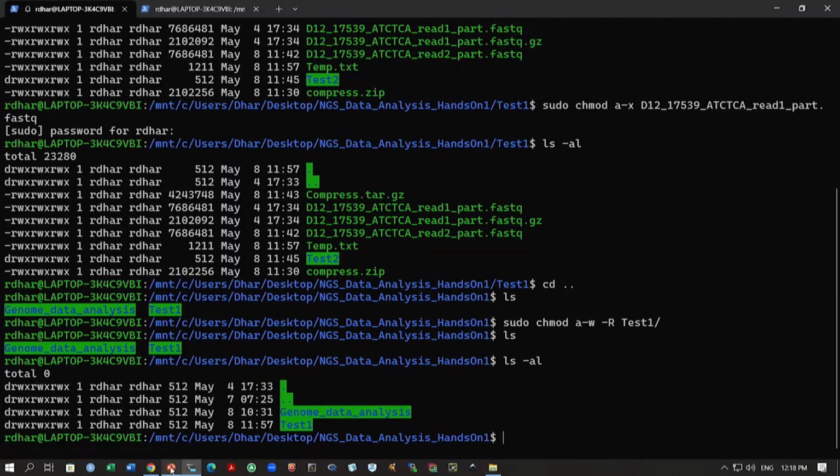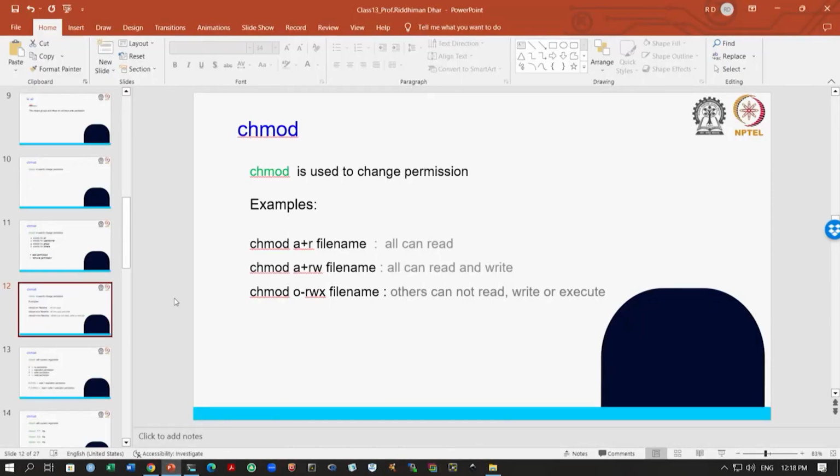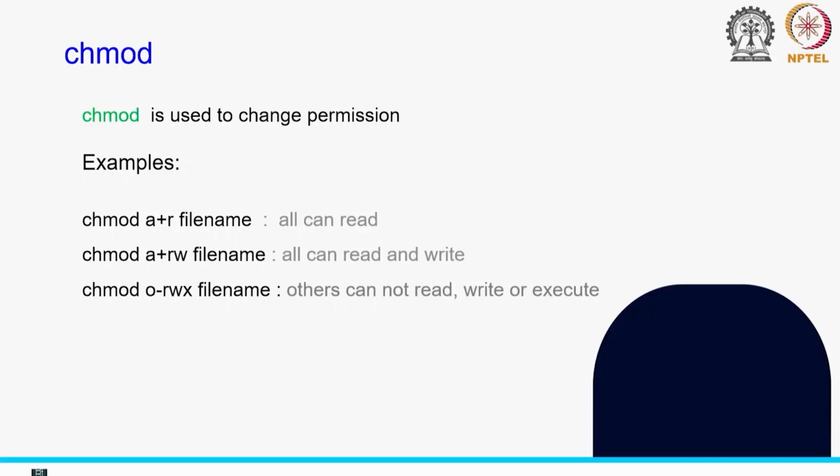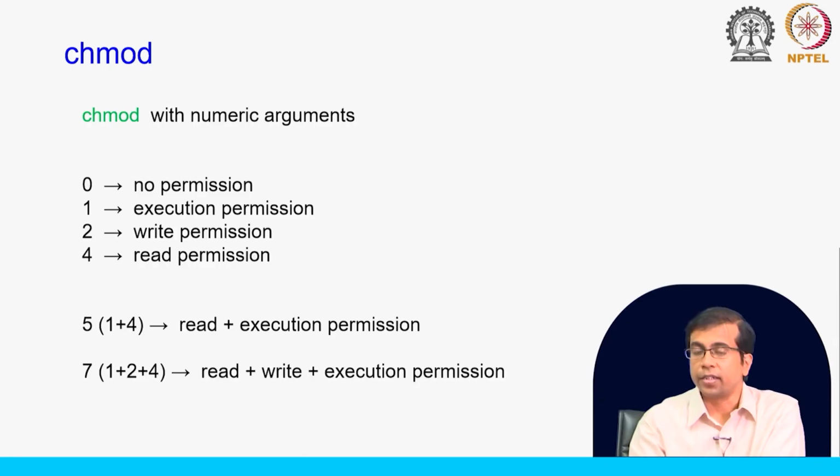Okay, so maybe we will do that later. These are the commands you can try yourself once you have this Linux system installed. You can change permission in another way with chmod using something called numeric arguments. Instead of using the plus and minus options, you can simply set permission with these numbers. These are the numbers that we use, and this is what they mean.